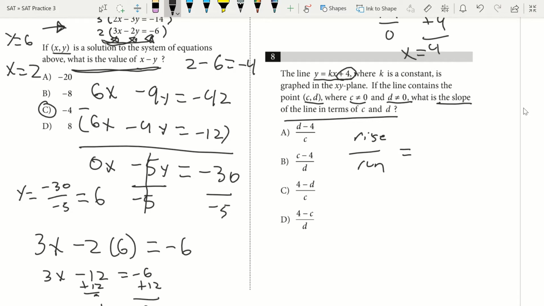So we know our rise, we have to subtract that 4 that we're starting with. So our point is (c, d), so our y term would be d, and our run is going to be c. So we're going to have (d minus 4) over c. We have to subtract that 4 because we're adding it in our equation as our y-intercept. So it's going to be (d minus 4) over c, which is A.